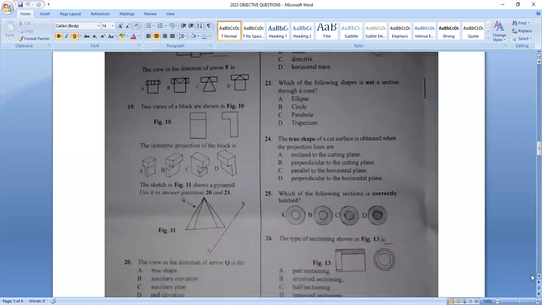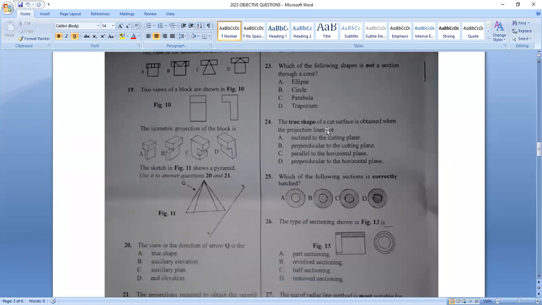Then question 24 says that the true shape of a cut surface is obtained when the projection lines are perpendicular to the cutting plane. That is option B, is the answer to the question. And question 25, which of the following sections is correctly hashed? Option A is the answer to that question.